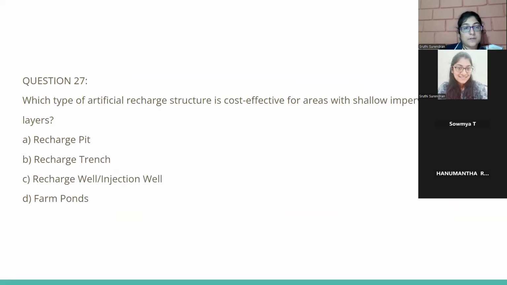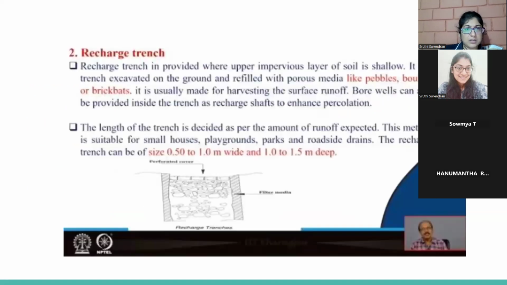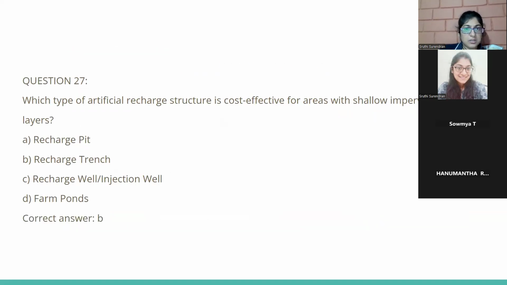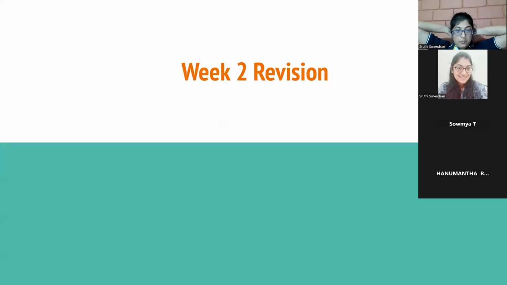Now, which type of artificial recharge structure is cost effective for areas with shallow impervious layers? I think this is a repeated question. Recharge trench. Okay, so now we'll move on to the second revision part of the session.